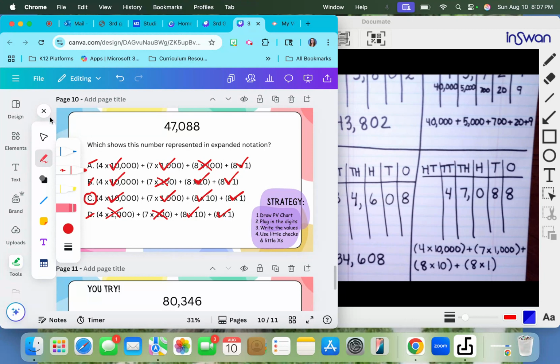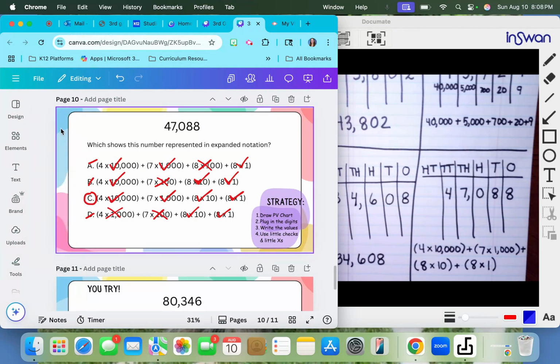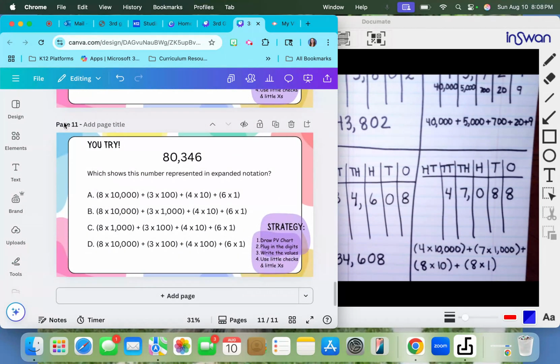Excellent job. Well, now that we have practiced together, it's your turn to try expanded notation. This problem is just like the one we just did, so use your strategies, draw your place value chart, plug in your digits, then write your expanded notation and use your little checks and little X's to help you process through the answer choices. All right, mathematicians, answer your pop-up question and have a wonderful day.